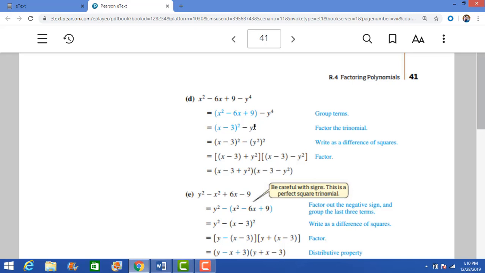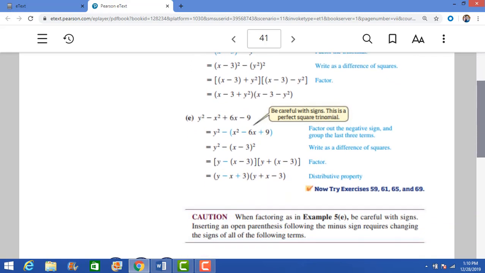And so now we can rewrite this in factored form because it's going to be x minus 3 minus y squared, because here's a square, here's our perfect square. So it's going to be x minus 3 plus y squared times the quantity x minus 3 minus y squared. And now we can simplify this by dropping the parentheses, and we get this final answer in factored form. And then likewise, we can do the same thing for this one.